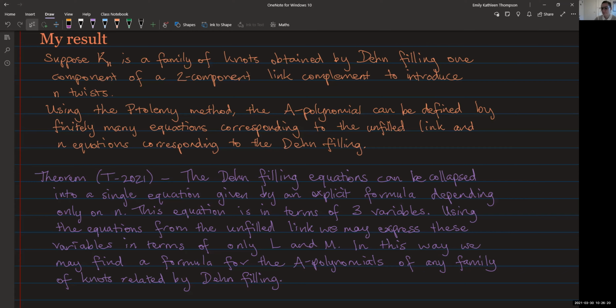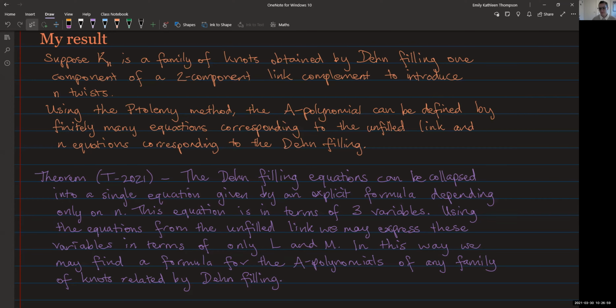A lot of the knots are from the census that has been built up. So you get K73, K83, K74 and K84, I think, knots that my result applies to. So Mark Culler's website has A-polynomials for K73 and K74, but not for K83 and K84. So this one covers those.